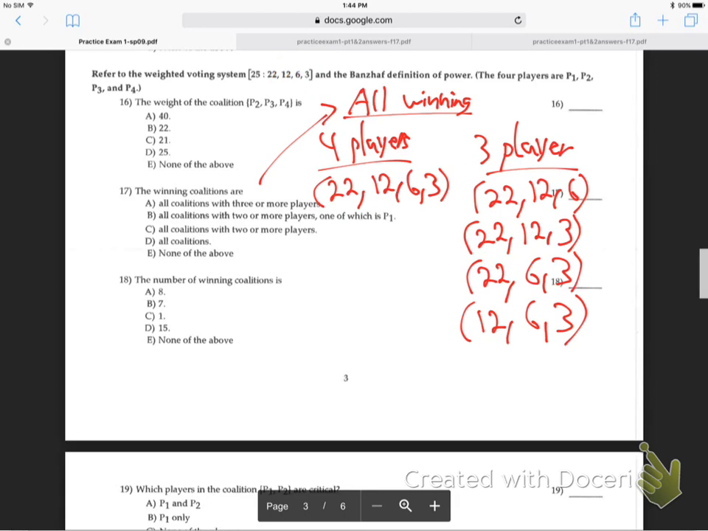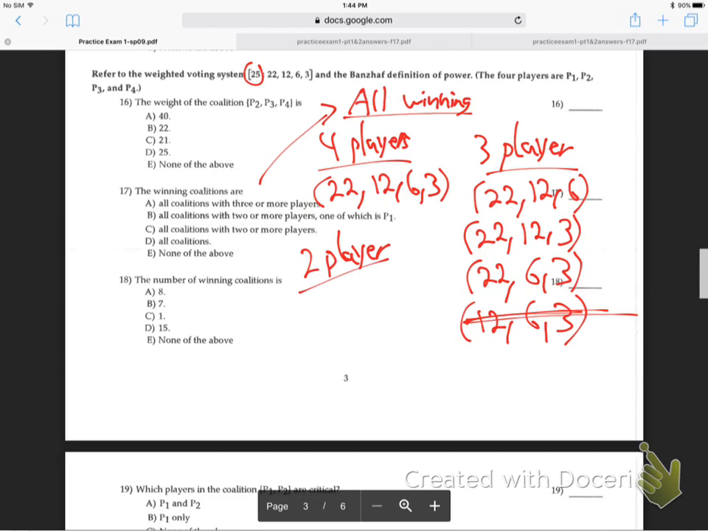I'm not sure those are all winners, but at least that's all the different groups of 3, right? Now, are they all winners? What does it take to win? It takes 25 to win, so that's not a winner. The other ones are all winners, aren't they? This one doesn't add up to 25, does it? So that's not a winning group. Good so far.